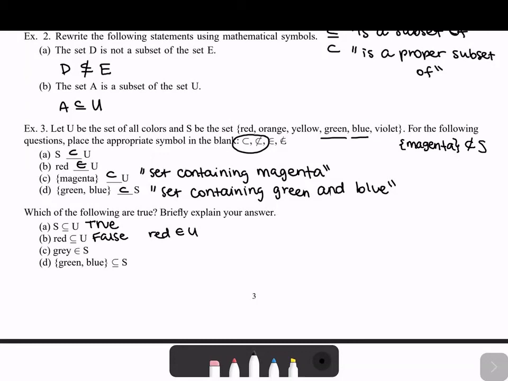C, gray is an element of S. This one, again, is false because whenever we look up here at our list of all the colors of S, red, orange, yellow, green, blue, and violet, gray isn't there. That means that gray is not in that set because we listed out explicitly every element in the set S. And lastly, the set containing green and blue is a subset of S. This one, just like before, is true because green and blue are elements of the set S.